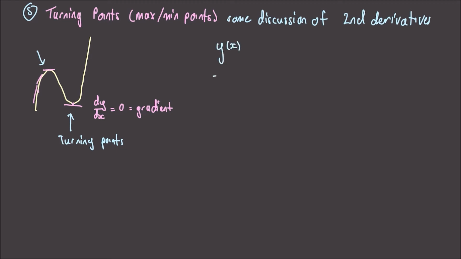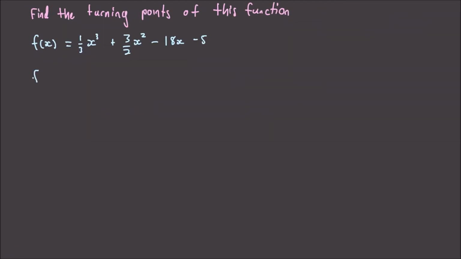So if we have a function, we want to find the turning point, we have to first differentiate it and then find where that derivative, also known as the gradient function, is 0. So here's an example, just a polynomial to begin with. Whereabouts is the turning point for this? Differentiate it once. You get this function. Where is it equal to 0? We have to solve this for x.